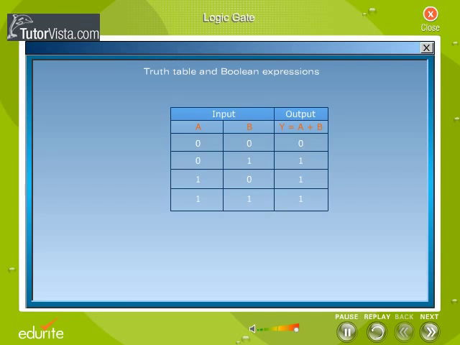Truth table and Boolean expressions. A table that shows all possible combinations of inputs and their corresponding output combinations for a logic gate is called a truth table or table of combinations of that logic gate.